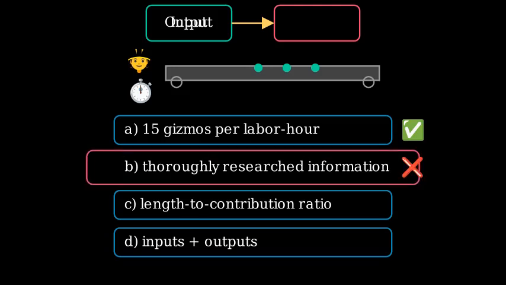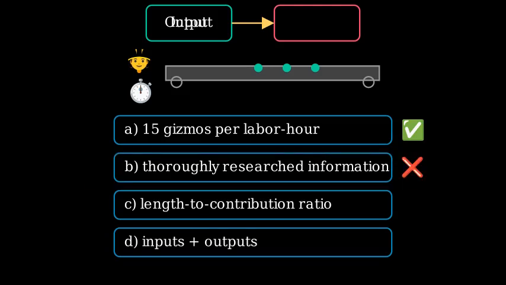Choice B, thoroughly researched information. This is a quality description, not a ratio of output to input, not a productivity measure. Choice C, length-to-contribution ratio. While it says ratio, it is not output per input for a production process, so it is not a standard productivity measure. Choice D, inputs plus outputs. That is a sum, not a ratio, not productivity.